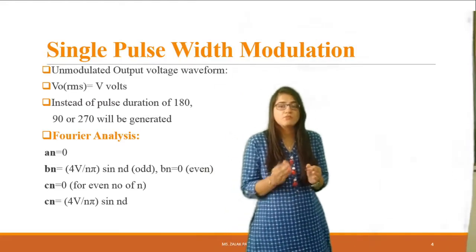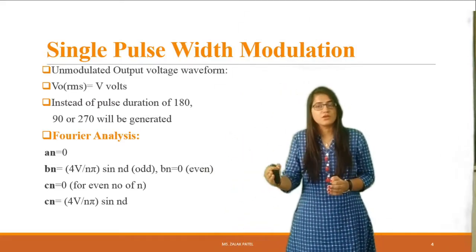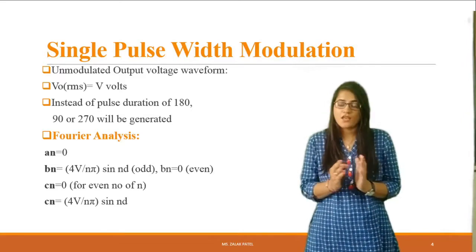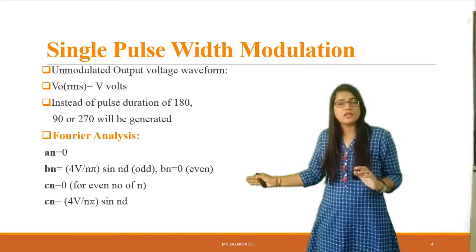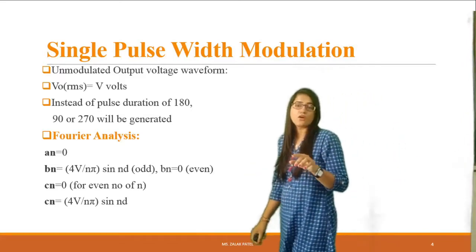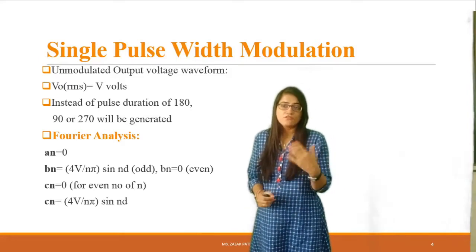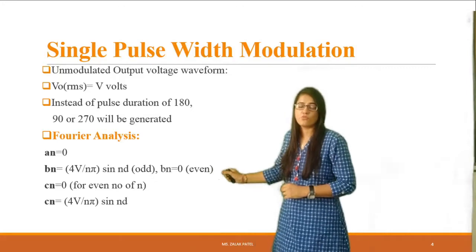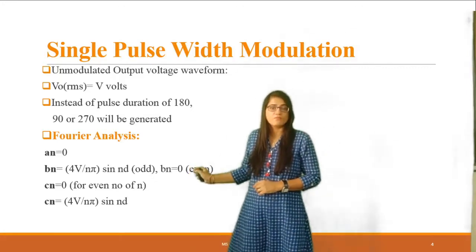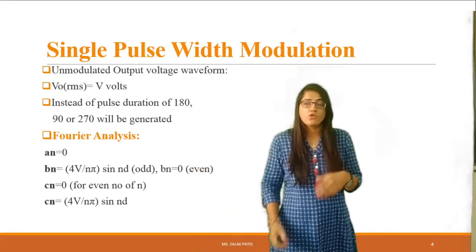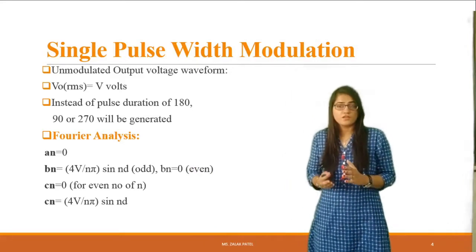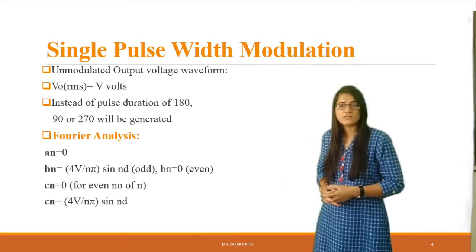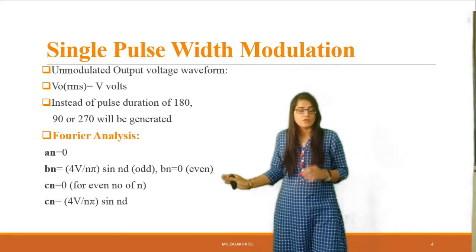So it may be a multiple of 2, maybe a multiple of 4, or you can take any value for this distance d. But n denotes the order of harmonics. So here, if the order of harmonic is an odd number, then you should use the formula 4V upon n pi sin n d for odd harmonics, and if there are even harmonics present in the system, then you should take Bn equal to 0.